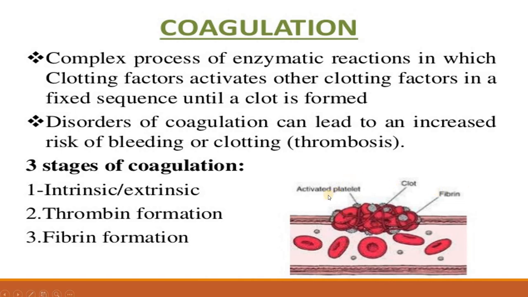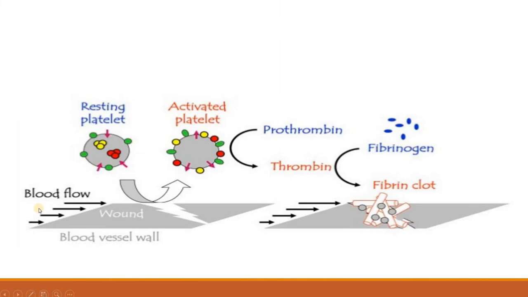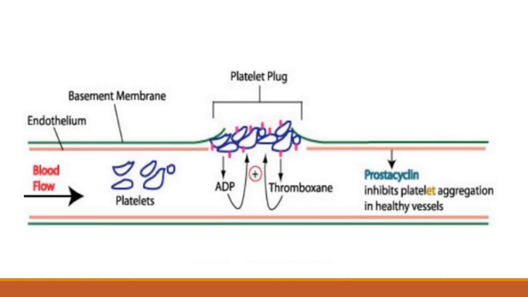Here you will see this is activated platelets. This is the clot, and this is fibrin. Okay, you see in this picture, this is blood flow, this is the blood vessel, this is the wound. This is blood flow. Here the resting platelet will become an activated platelet, and prothrombin goes through to thrombin, and fibrin forms the fibrin clot. You will see all of this diagrammatically.